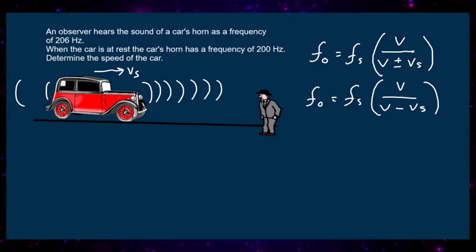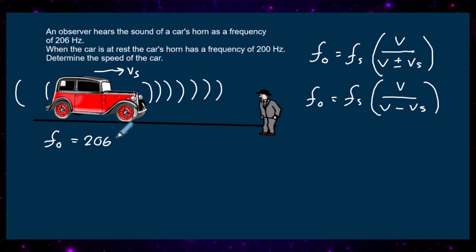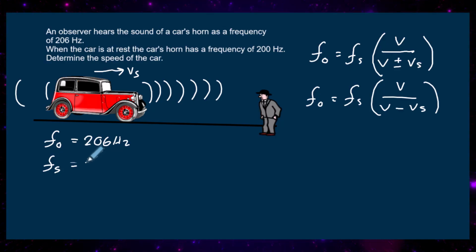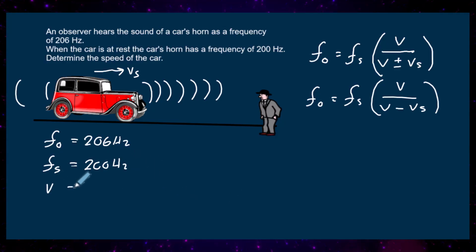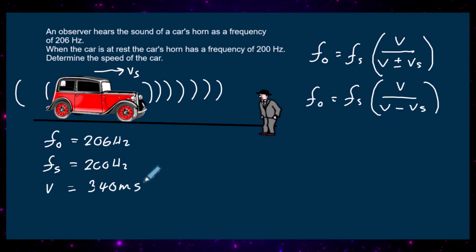So my suggestion is you put in the numbers first to make it easy for you, and do the calculations as you go on. We know that the observed frequency from the observer is going to be 206 Hz, so we can mark that down in our little data bit here. We know that the frequency of the source, the car's horn when it's at rest, is going to be 200 Hz if you measured it. And we also know that v is going to be equal to the speed of sound, which is 340 meters per second. We'll take that for the speed of sound, and there's the character we're trying to find, the speed of the car, the speed of the source of the sound.